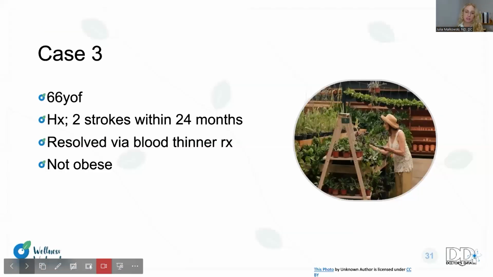Our third case is a 66-year-old female. She has had 2 strokes within the past 2 years. They have seemed to be under control with a blood thinner prescription. This patient is not obese, but the consideration here is, is there any more information from a lipid profile in terms of why this individual is having strokes?